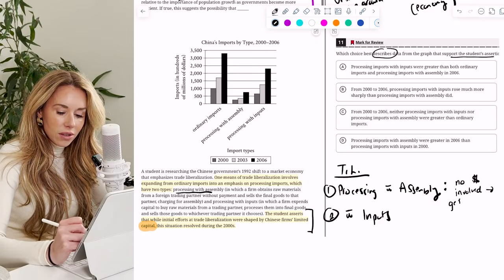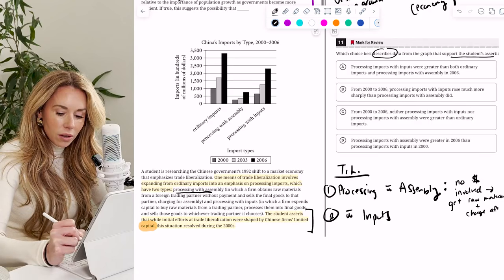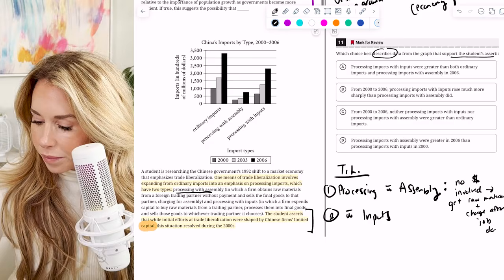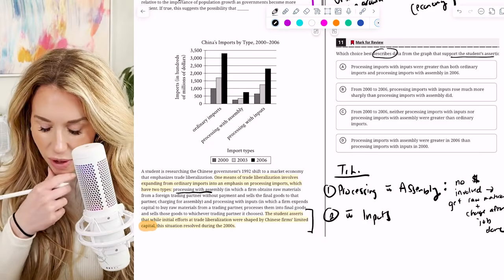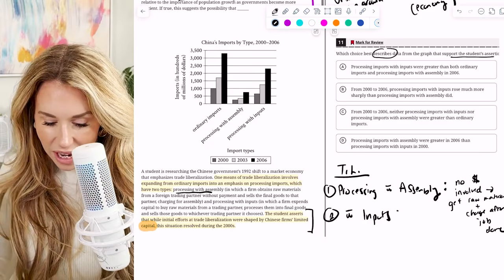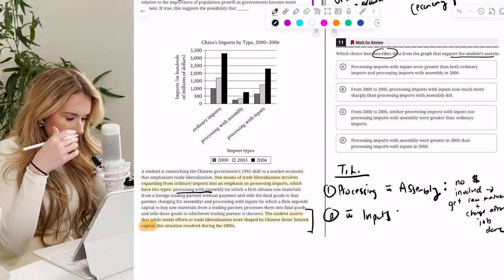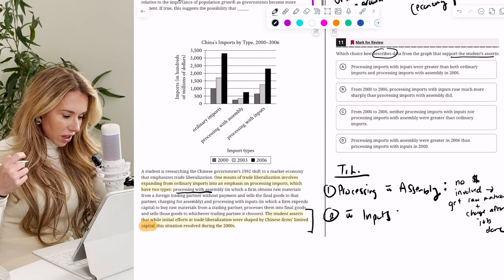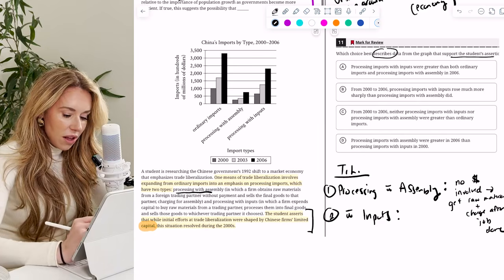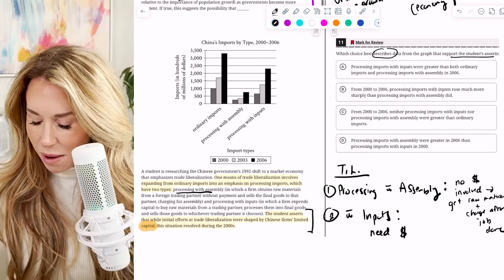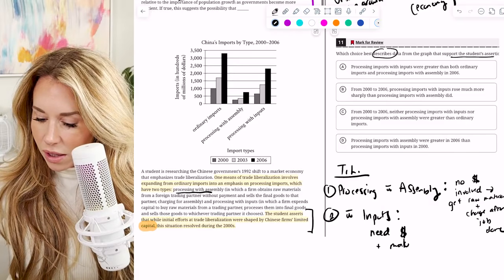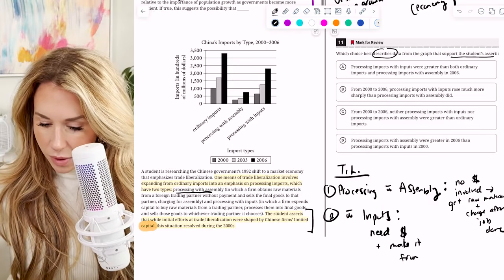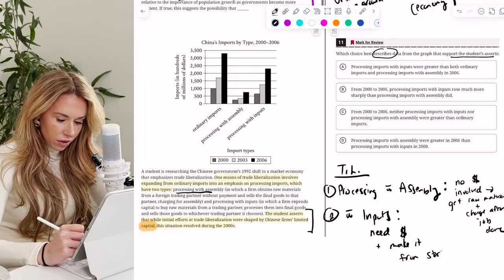They get goods, get raw materials, and then charge after the job's done. Okay. With inputs, what happens is a firm expends capital, meaning they pay money to buy raw materials from a trading partner, process them into final goods, and sell those goods. So with inputs, they need money, they need capital, and make it from start to finish, basically.